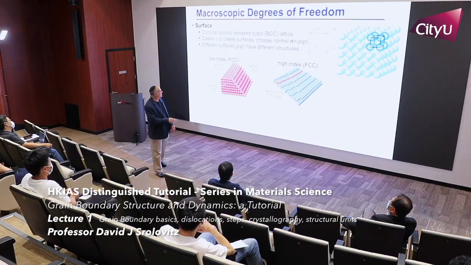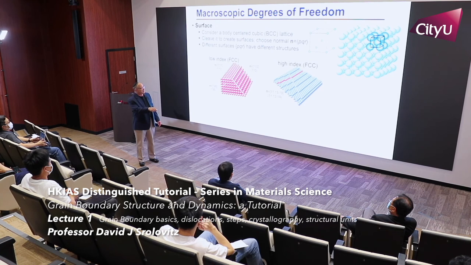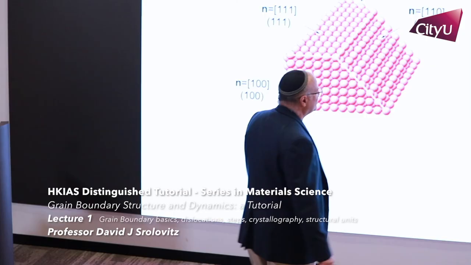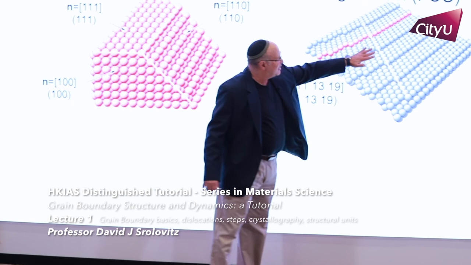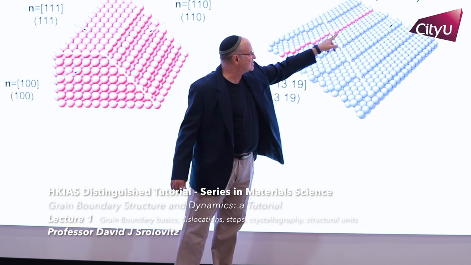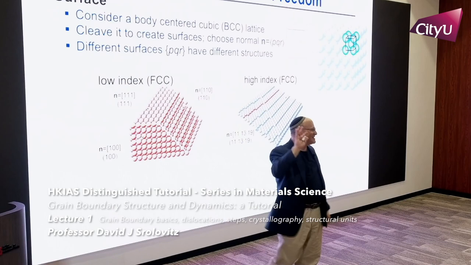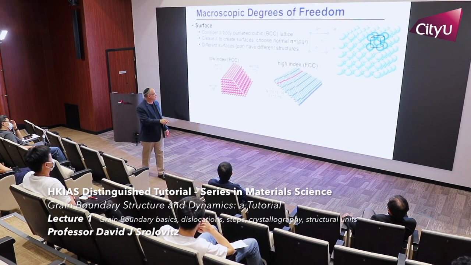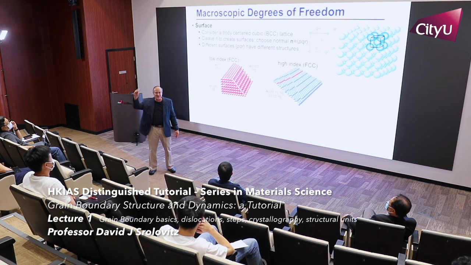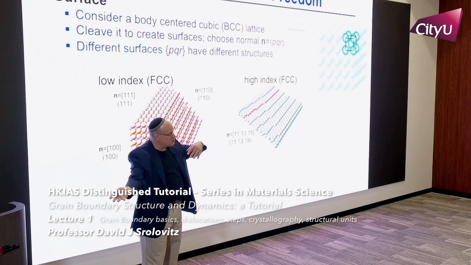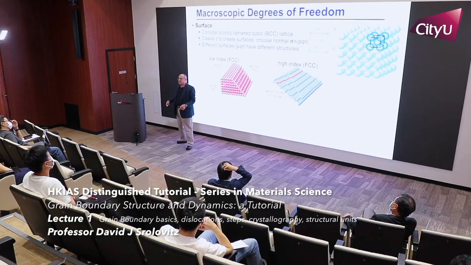This is an interesting surface, and in fact it's quite common. For example, if this is a face-centered cubic material, this is the 11, 13, 19 surface. What you see here are terraces, these flat regions, or facets. You see ledges, or steps, and on those ledges, you see kinks. Exactly the same thing happens on grain boundaries. So it's good to look at this, and you can derive a lot of properties of surfaces and of grain boundaries just by looking at this level of information, because it's the simplest connection between crystal structure, which surface you choose, the crystallography of the surface, and the structure.